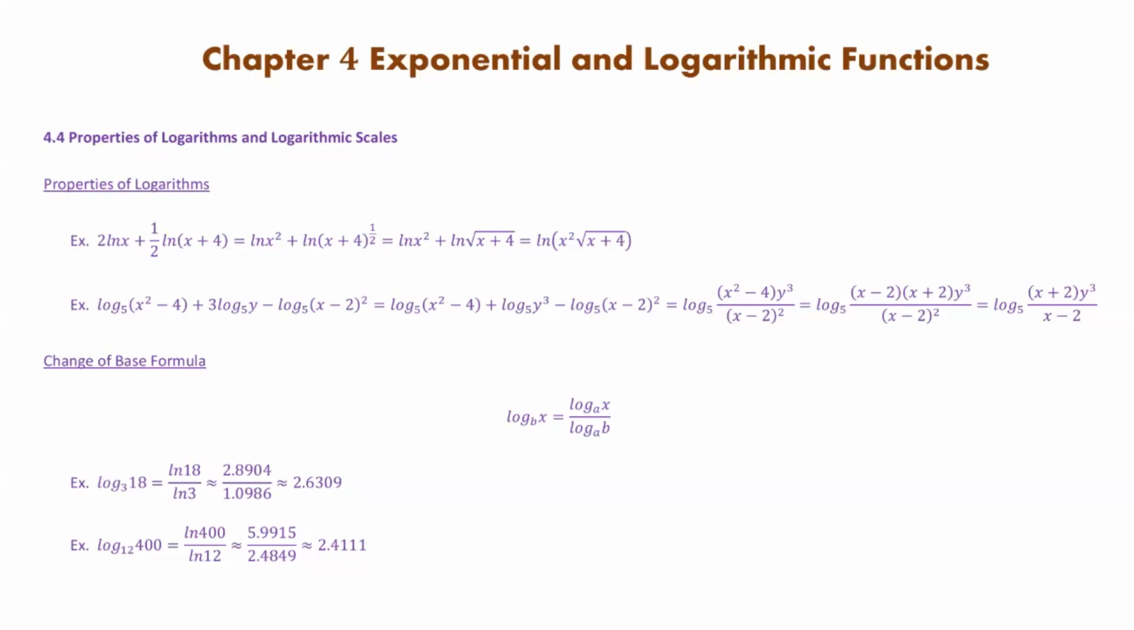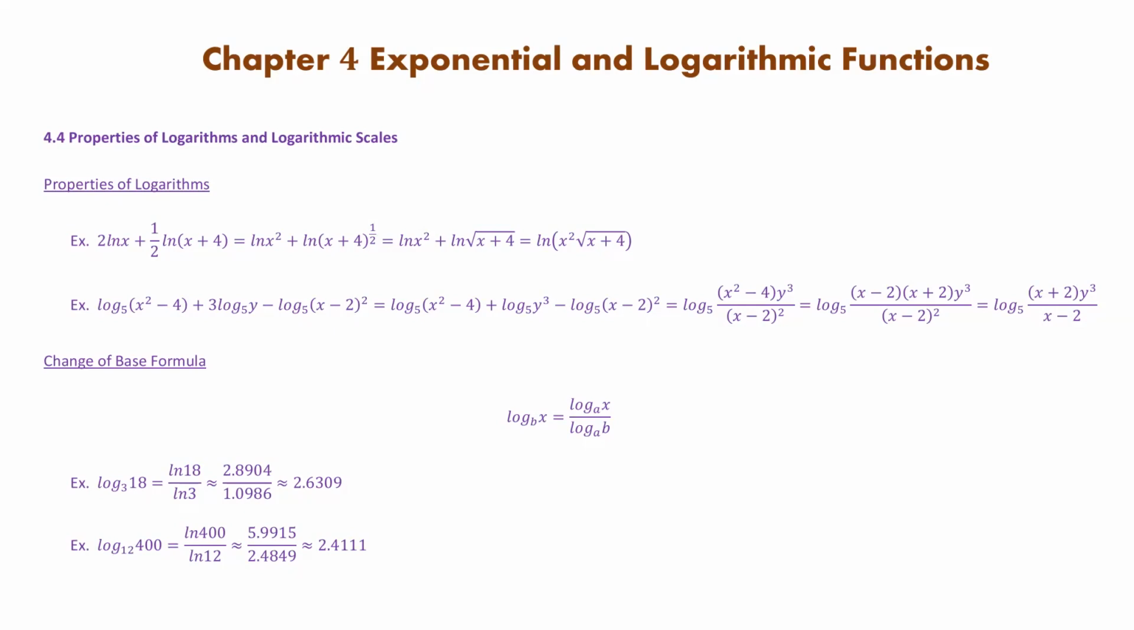So we can combine them into one by using the first property of logarithms backward. The sum of 2 logarithms becomes the logarithm of the product. So we got ln of x squared times the square root of x plus 4. All right. So that's the first example. Any questions for this example?